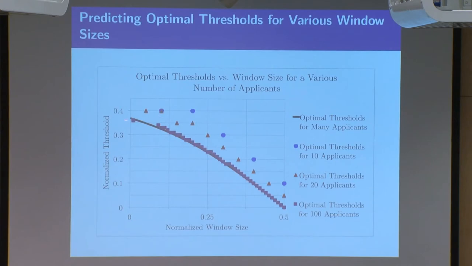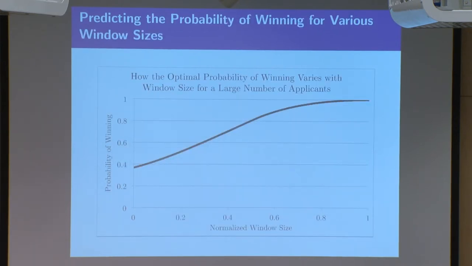And as we see here, the thresholds for 10 applicants is pretty far away from the black curve. But as you increase the number of applicants, the optimal thresholds obtained by exhaustion approach the optimal thresholds obtained by the analytical solution. And similarly, we can compute the probability of winning for this sliding window secretary problem by plugging in the optimal thresholds. And we find out that the probability of winning goes like this. And thus, we've completely characterized the best one case of the sliding window secretary problem, because we found the optimal form of the strategy and the maximum probability of winning for different window sizes.